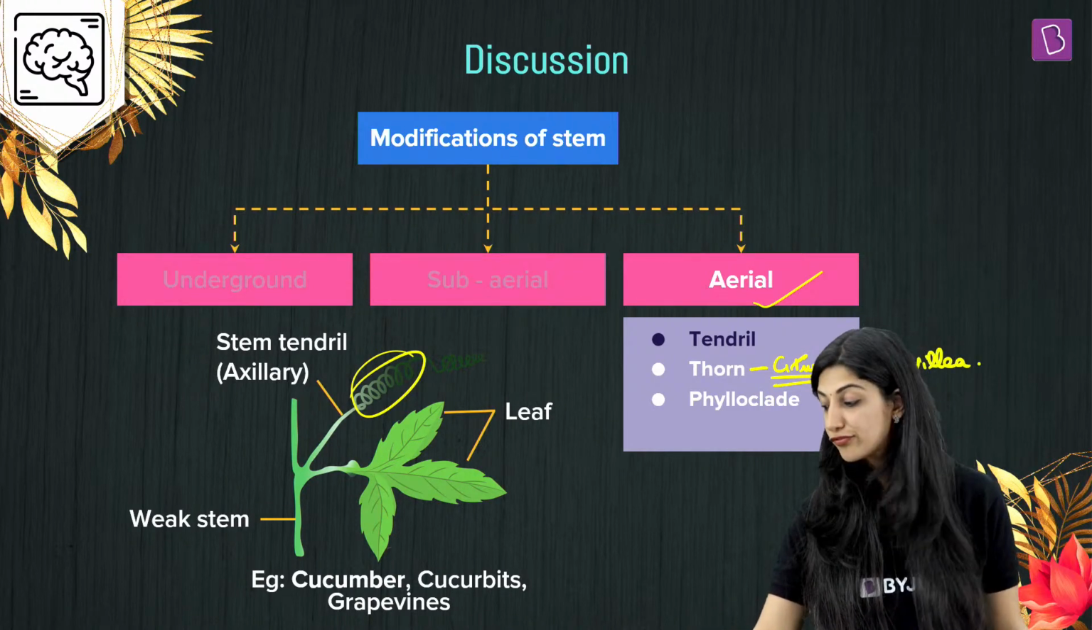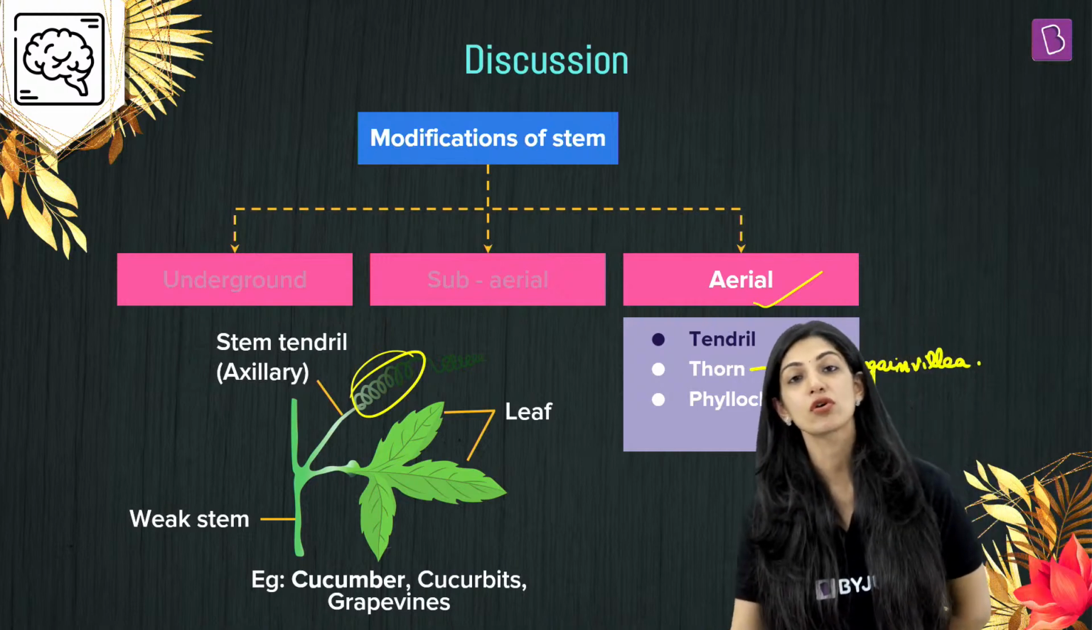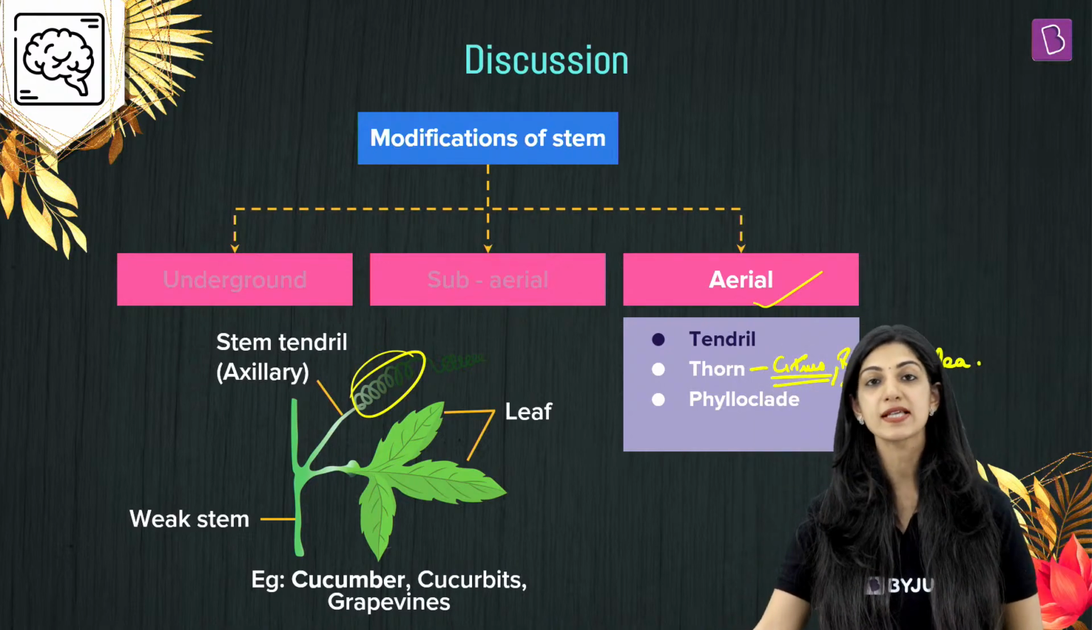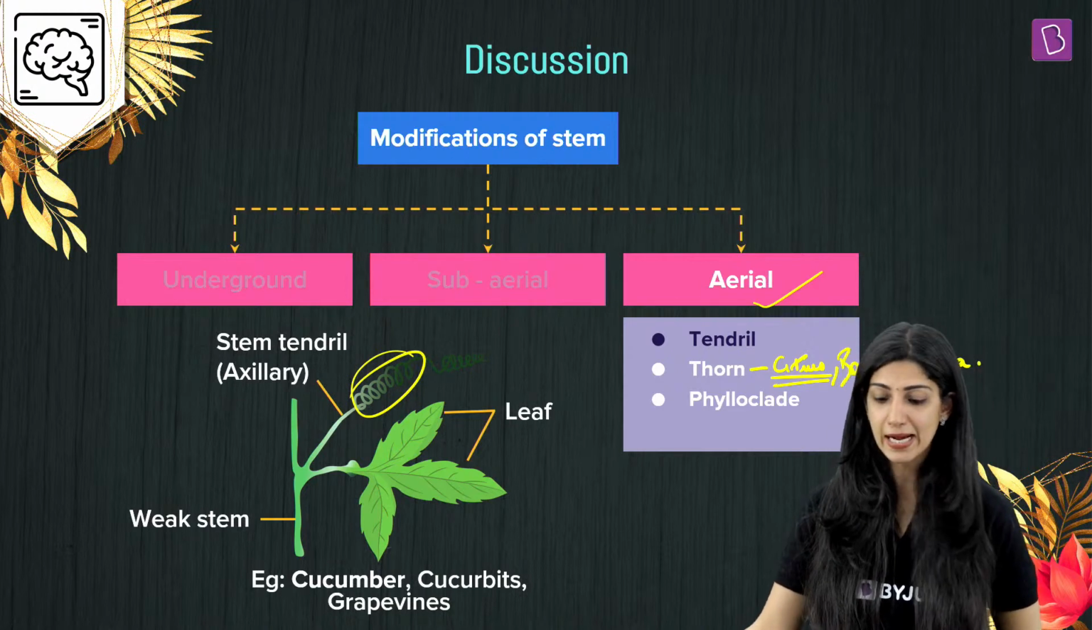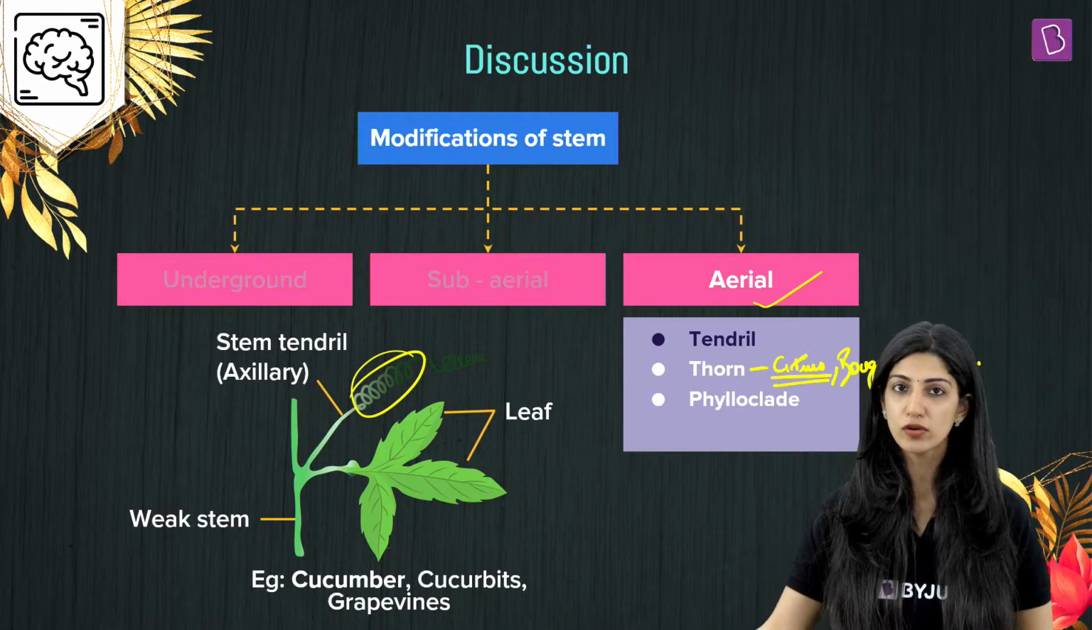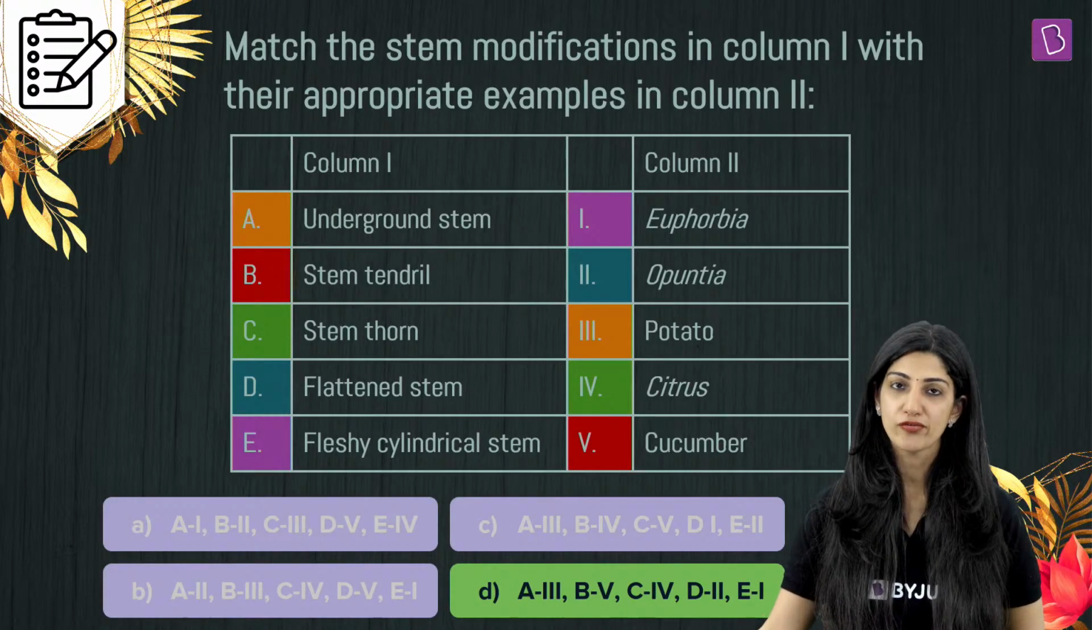Okay. And phylloclade, you already know, is a feature of Opuntia, where the stem is doing a very, very important job of performing photosynthesis and storing food. So we have looked at the important modifications.